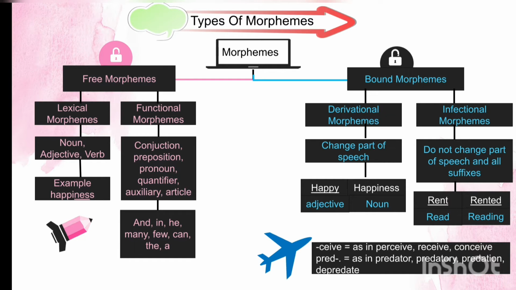About bound morphemes, there are two functions. The first is derivational morphemes, which change part of speech. For example, happy as adjective and happiness as noun. And the second is inflectional morphemes. Inflectional morphemes do not change part of speech and are all suffixes. Example, rain as read and rent as reading.